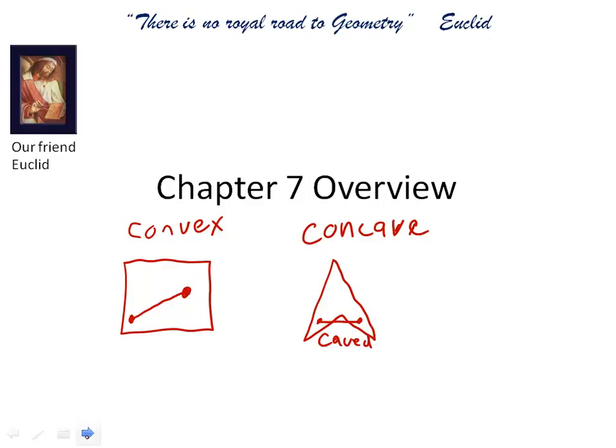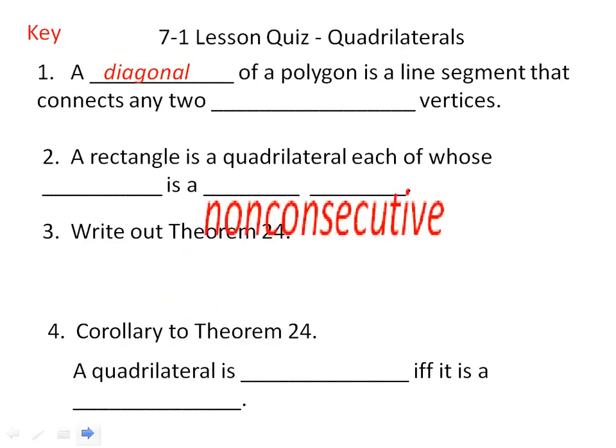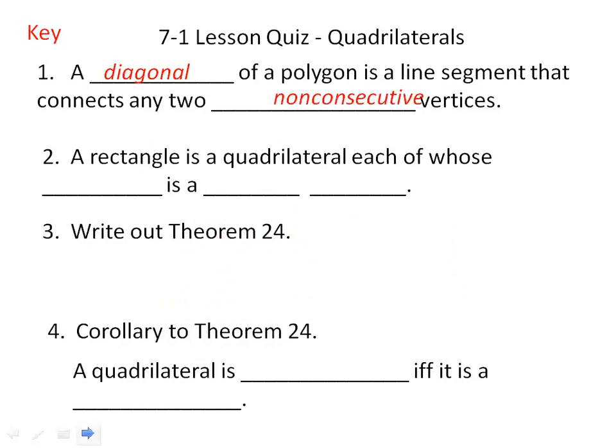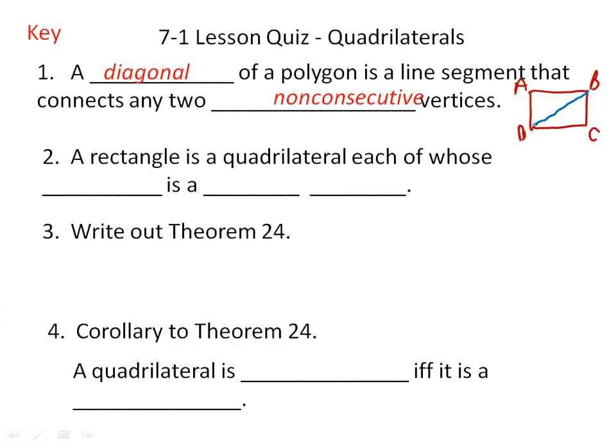So in 7-1, we have some vocabulary. These are the main concepts in 7-1. A diagonal of a polygon is a line segment that connects any two non-consecutive vertices. That means that the vertices are not next to each other. A and B are consecutive vertices. B and C are consecutive vertices. D and C are consecutive vertices. So a non-consecutive vertex would be the opposite ones here. So there's a diagonal, there's another diagonal.